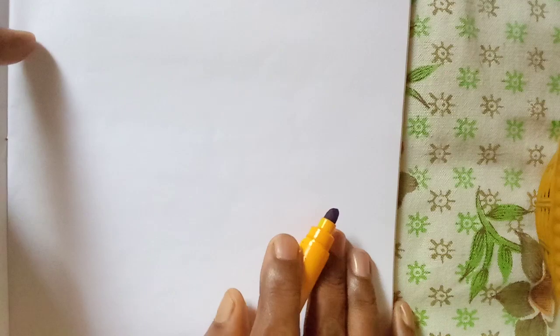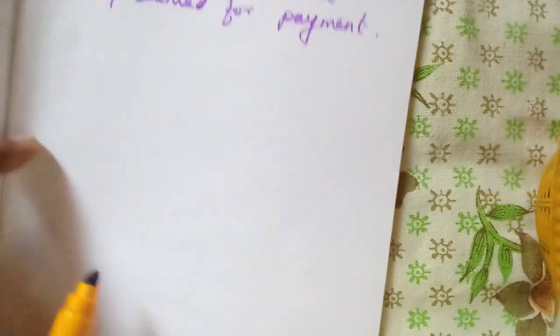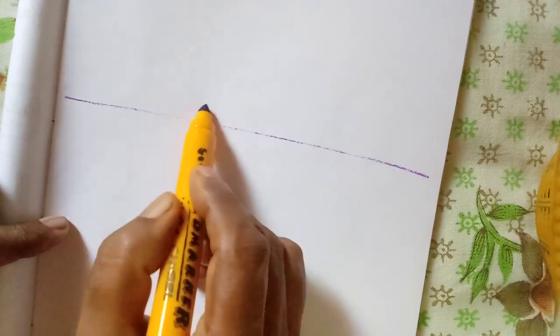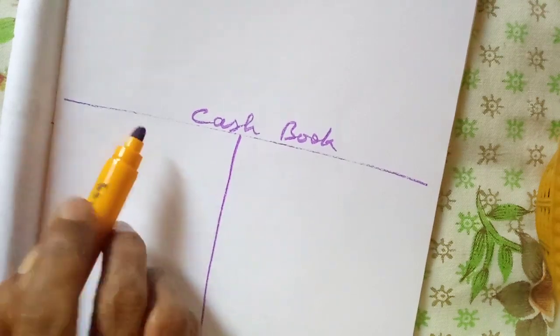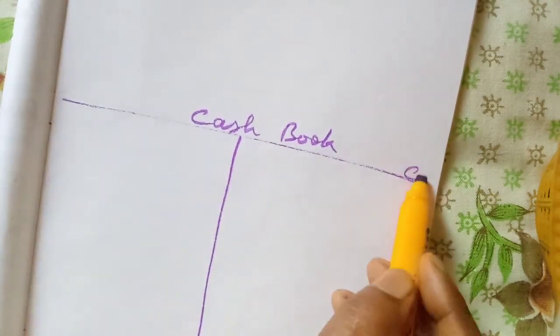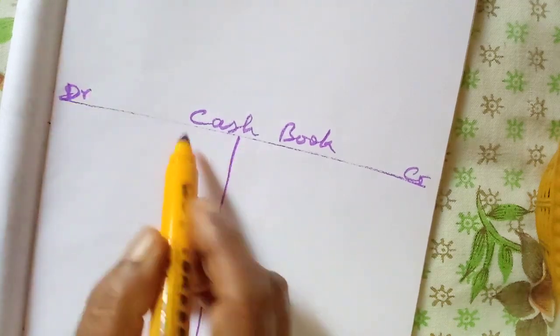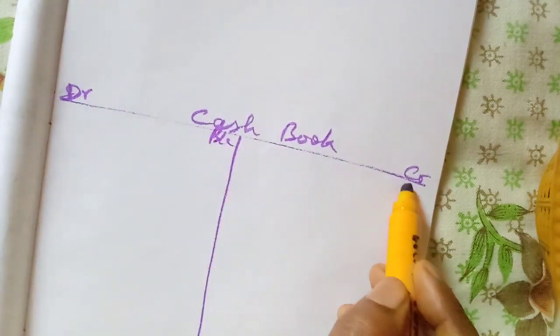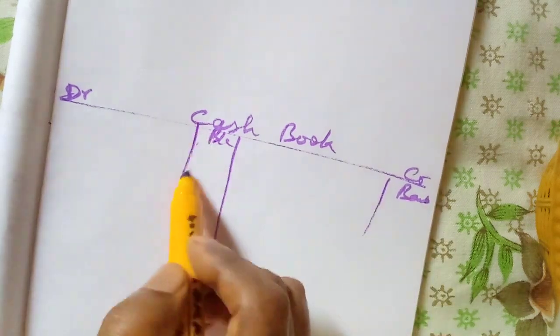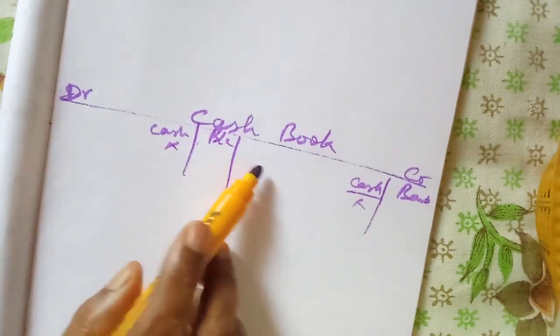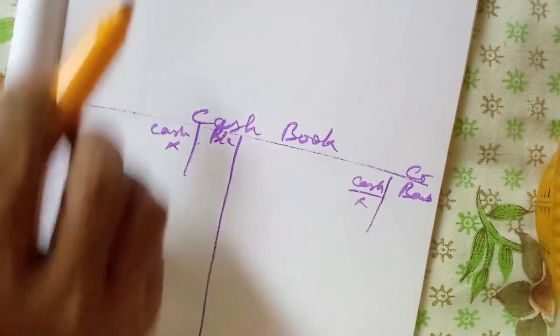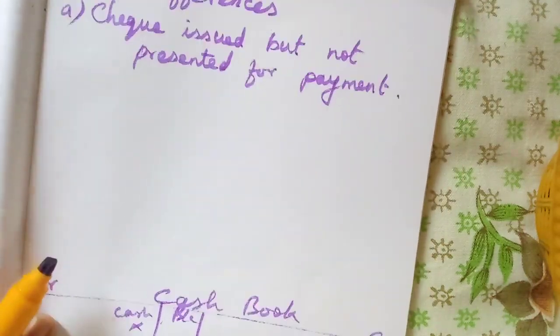Here I will explain this one with the cash book. See, in the cash book where we will enter. Cash book. Okay, just imagine two columns, this credit side, this debit side, cash book, here the bank column. Then here the cash column. We are not entering in the cash column, forget about that one. So in the cash book, where will we enter this check issued but not presented for payment?